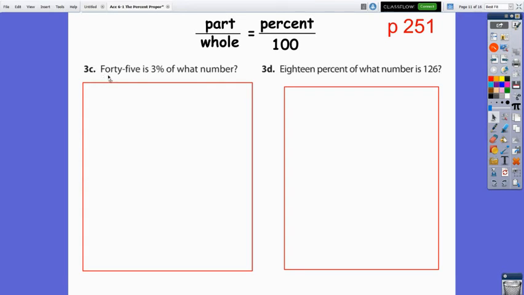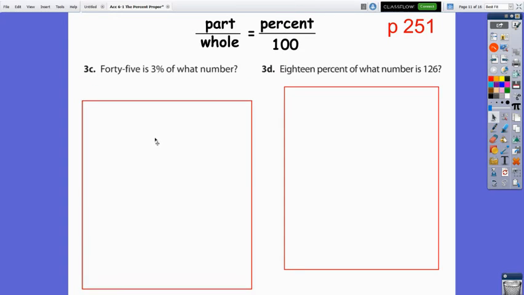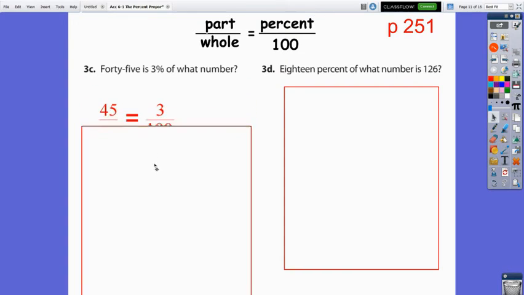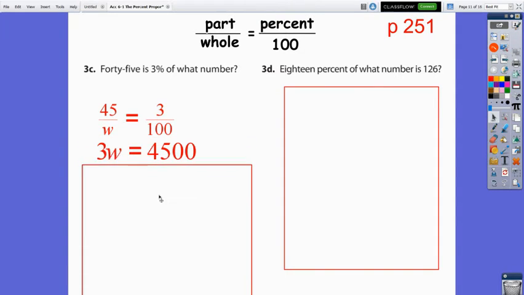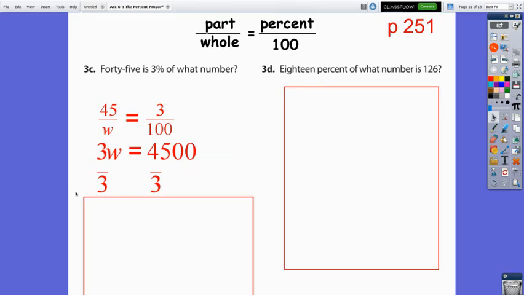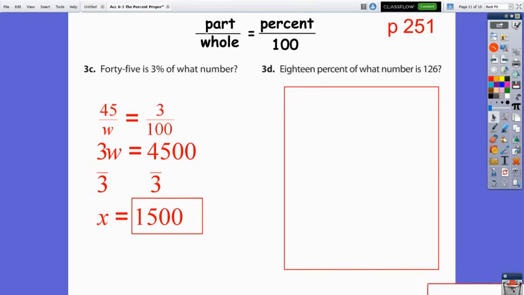Letter C, 45 is 3% of what? Okay, 3%, not very big, so this number should be fairly large. That 45 is 3% of what: 45 out of what equals 3 out of 100. Cross multiply. 4,500 equals 3W. Divide by 3. And 4,500 divided by 3 is 1,500. You should be able to do that one in your head. 1,500. 45 is 3% of 1,500.